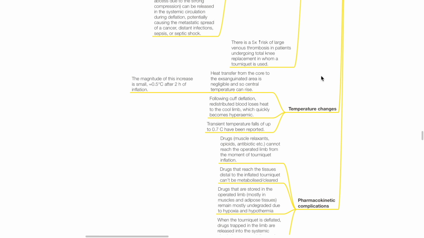Heat transfer from the core to the exsanguinated area is negligible, so central temperature can rise. The magnitude of this increase is small, about 0.5 degrees Celsius after 2 hours of tourniquet inflation. Following cuff deflation, redistributed blood loses heat to the cool limb, which quickly becomes hyperemic. Transient temperature falls of up to 0.7 degrees Celsius have been reported.